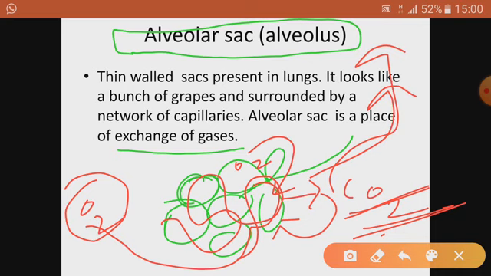An amazing fact about it is why it has a bunch of grape-like structure: so that it can have a large surface area. Why is it so thin? So that easy and faster exchange of gases may happen. Why is it richly supplied by blood capillaries? Again, because of easy exchange of gases, and blood is a natural transporter. It will transport the oxygen to the destination, that is the cell.